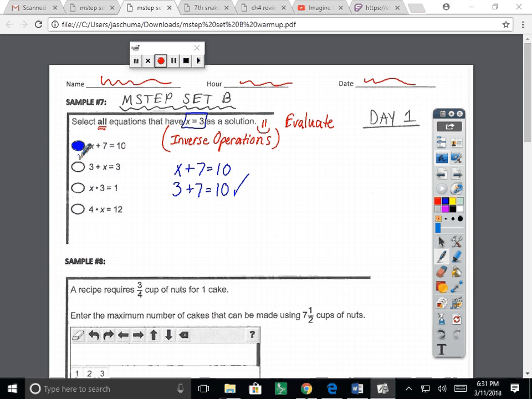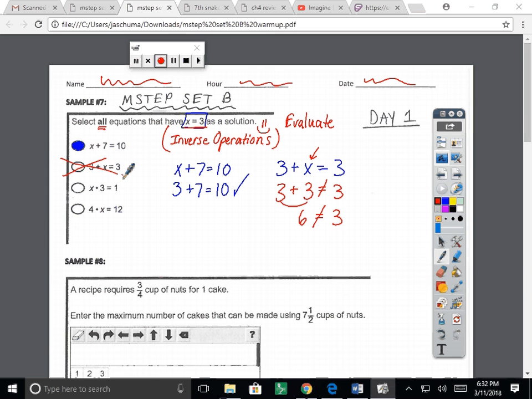The next equation they give us is 3 plus x equals 3. I'm going to try the same strategy, substitution. I'm going to take out this x and put in a 3 because they told me x equals 3 each time. Let's try it out. 3 plus 3 equals 3. Would this be a true statement? What is 3 plus 3? 6. Does 6 equal 3? Indeed, it does not. This does not check out. This is not a true statement. So if I had my cross-off tool, I'd probably use it right about now. This one does not work.